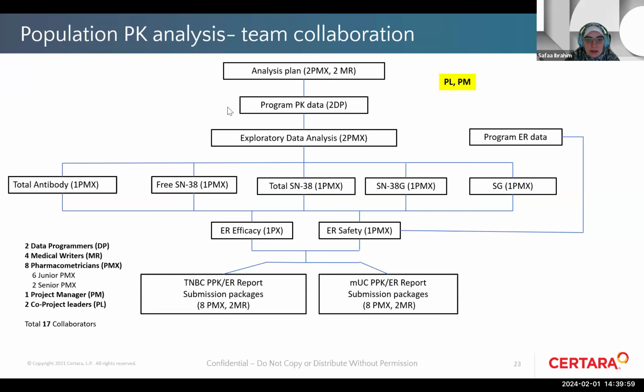And here you can see the first 3 steps that need to be done in sequential. However, in this step, the population PK analysis for the 5 analytes can be done in parallel. And while doing that, the programming of the data for exposure response can start, while having the outputs from the PK analysis in order to run the ER analysis. So you can see here that 17 of the team members are participating in this analysis.